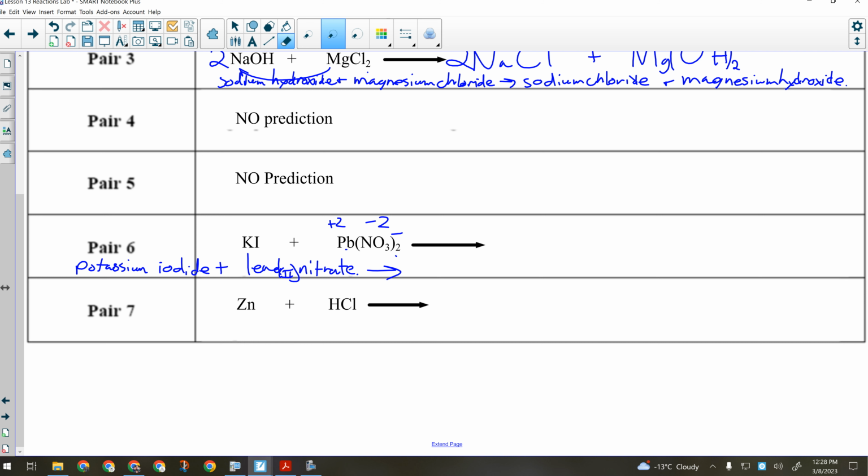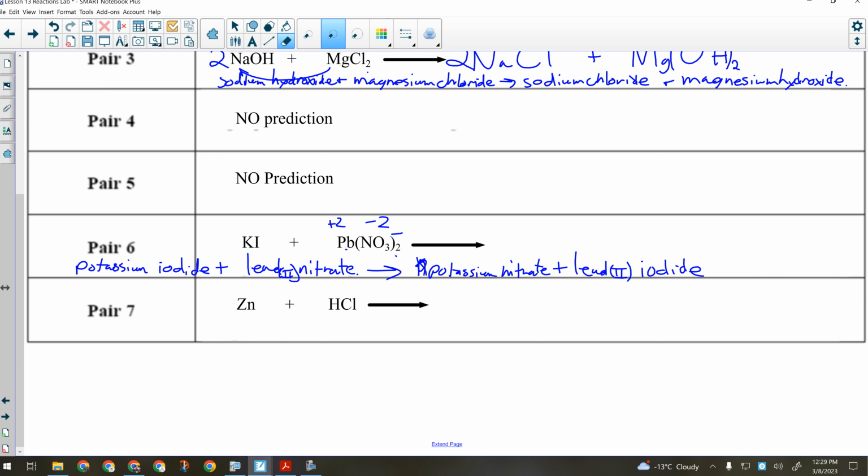Okay, it's just a double replacement reaction, so the metals just switch partners. We'll end up with potassium nitrate and lead(II), still need the Roman numeral on this side, iodide. Now, in the lab, this was the one that made the bright yellow precipitate. So I had to go to my solubility chart and figure out which one of the products wasn't soluble. Potassium nitrate is soluble, lead(II) iodide is not. So it was the lead(II) iodide that was the bright yellow solid.